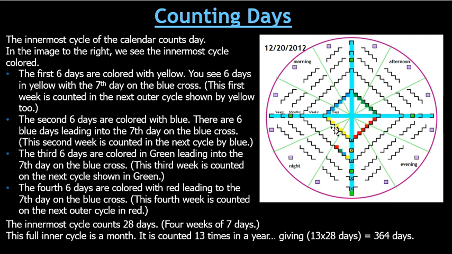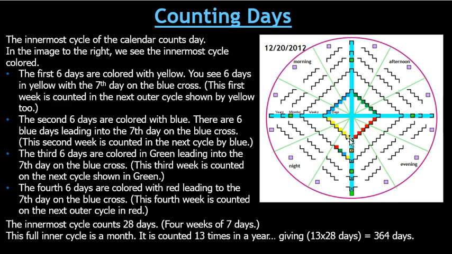So you count 6 yellow: 1, 2, 3, 4, 5, 6, and then the 7th day enters this blue cross area. I'll get to what this blue cross means or could mean, depending on your point of view, later. And then the second 6 days are colored with blue: 1, 2, 3, 4, 5, 6, and then the 7th day enters the blue cross again. This second week is counted in the next cycle by blue. So here we see that this yellow week corresponds to this first yellow week in the week cycle. This blue week corresponds to this mark here of the second week in the week cycle.